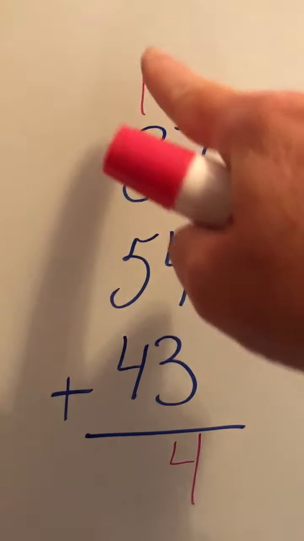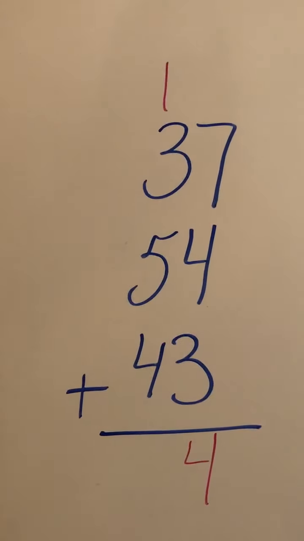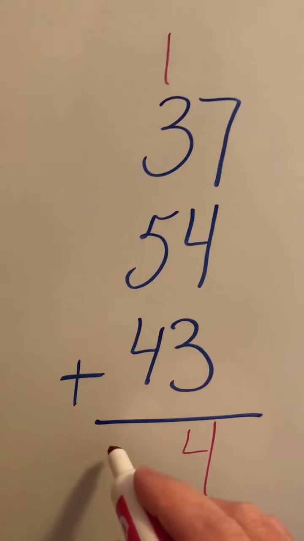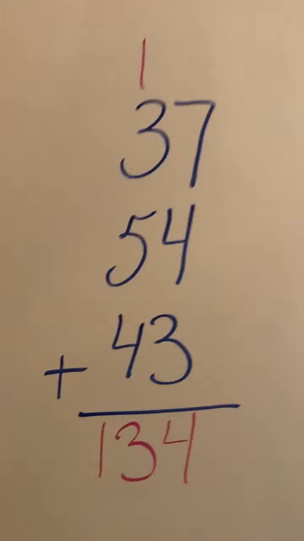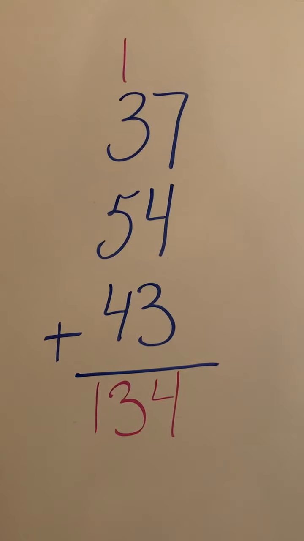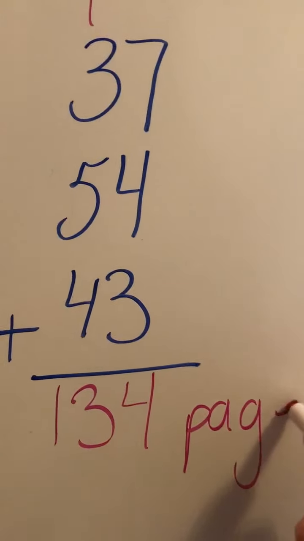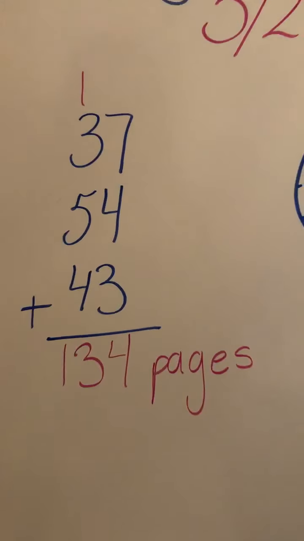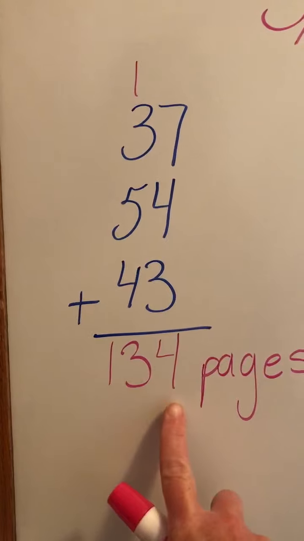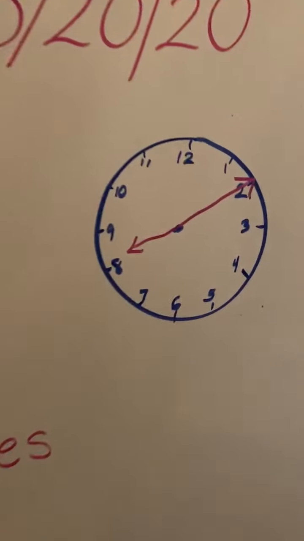Okay, let's do our tens. 1 plus 3 equals 4. 4 plus 5 is 9, and 9 plus 4 is 13. And how many pages did the three children read all together? 134 pages. This is a number that went over 100. Good job. So now we have a hundreds, tens, and ones place. 134.